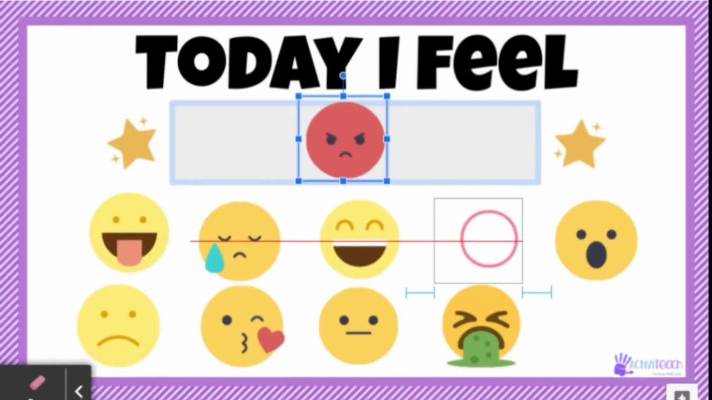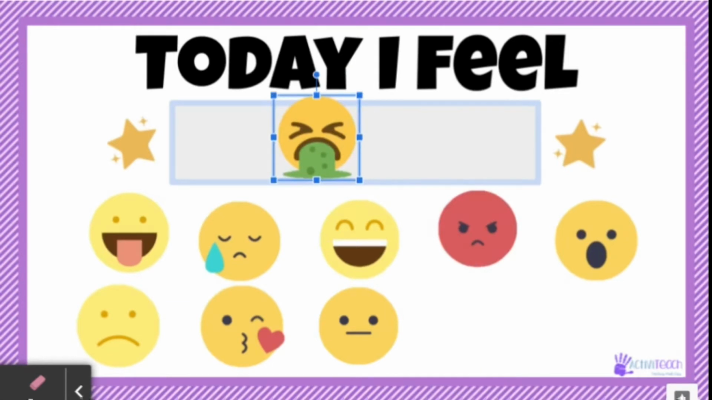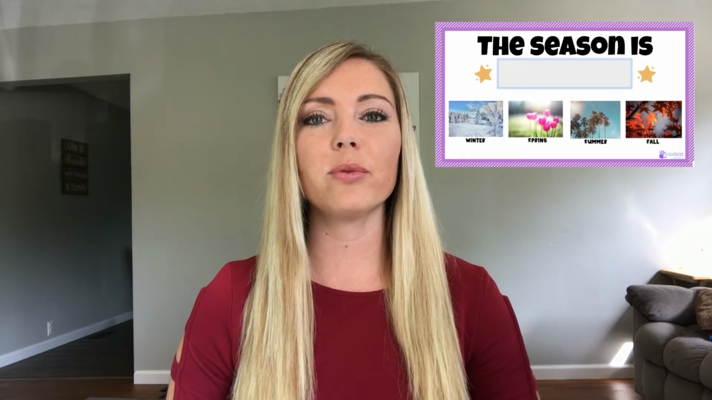And if, for example, they put a mad face up there, we can talk about it as a whole class about why they're feeling mad. It's a really great way for students to really be in touch with their emotions and also learn about emotions and talk about their feelings. I love this slide. Then we have the weather and we have what season it is.